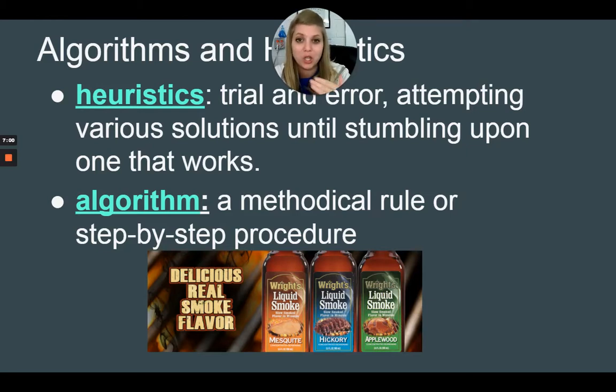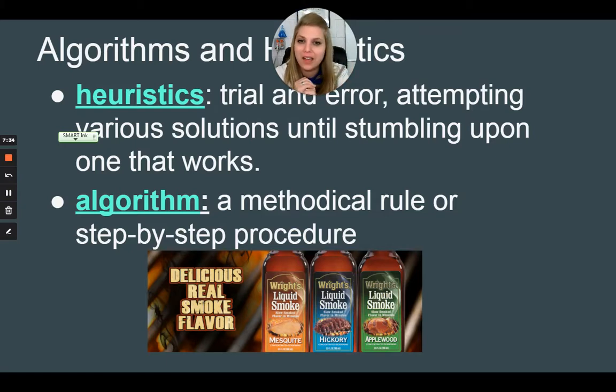Like if I'm a human being, a step-by-step methodical procedure is going to take a while. But I guarantee that I'm going to find the answer because every single thing is tried. Whereas a heuristic, trial and error, we say is more error prone because I'm not guaranteed that I'm going to find the right answer, because I'm just willy-nilly trying things. So here is my example of differences between an algorithm and a heuristic.